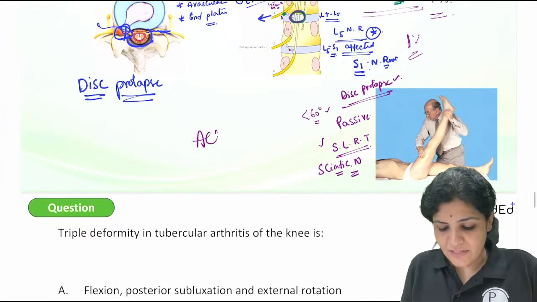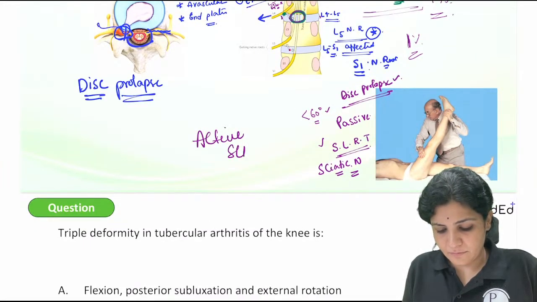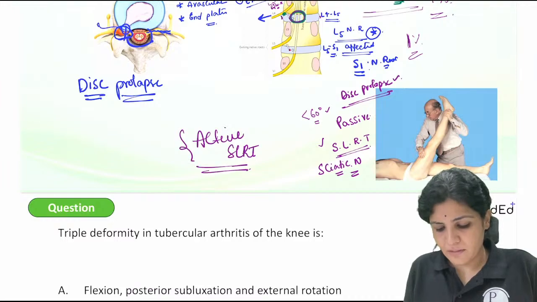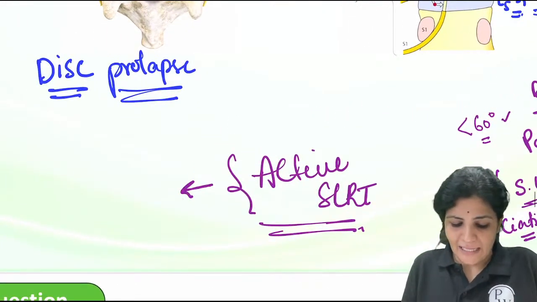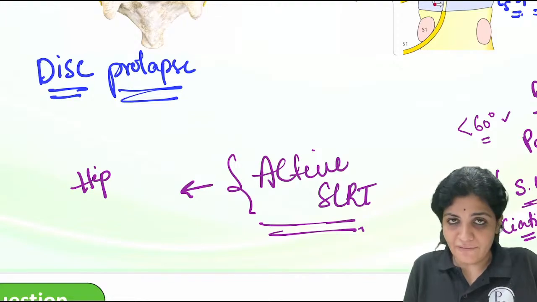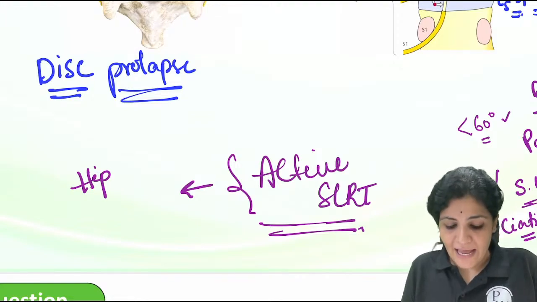Then what is active SLRT? Passive is somebody is doing for us. Active is we doing by ourselves. And this is you ask the patient to lift with knee in extension. And this is used for diagnosis of the hip fracture.